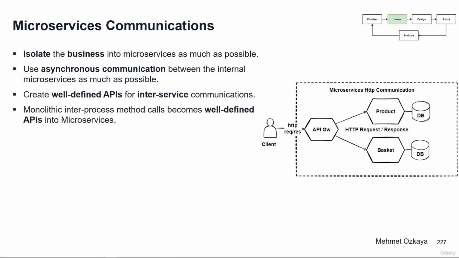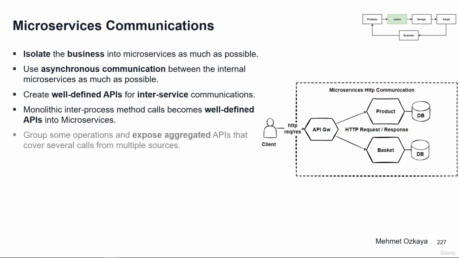These communications comes from monolithic inter-process method calls so that we convert these operations as a fine-grained APIs in microservices. We can group some operations and expose aggregated APIs that cover several calls from multiple sources. That means we should not expose APIs for every method calls from monolithic application when moving to microservices. We should optimize synchronous communication by aggregating operations.